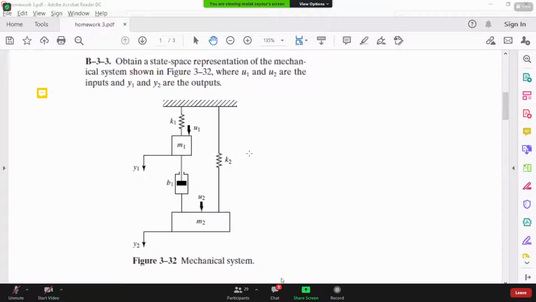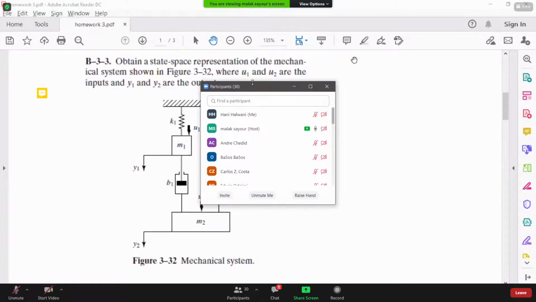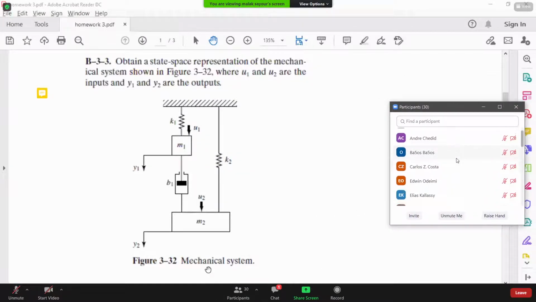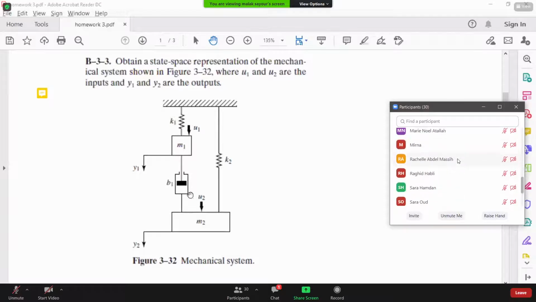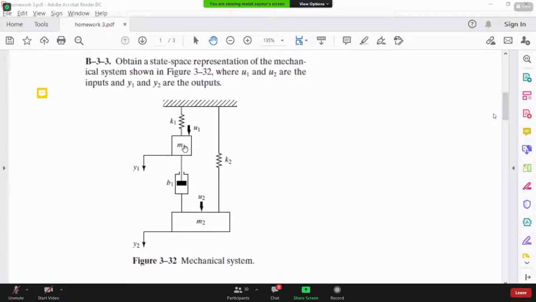So we'll start by solving this problem. We're asked to obtain the state space representation of the mechanical system shown in the figure, where U1 and U2 are the inputs and Y1 and Y2 are the outputs. This is a very systematic problem, so you have to follow a certain methodology and then you cannot go wrong. The first step is to draw the free body diagram for the masses.